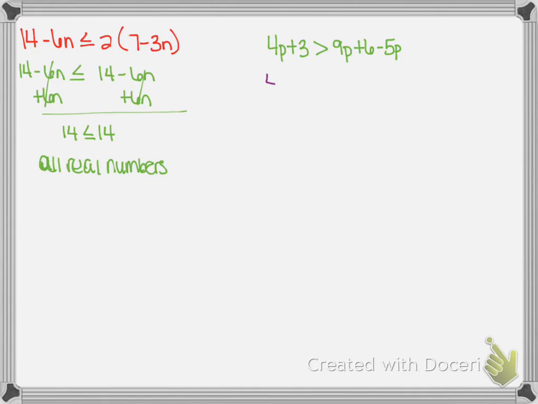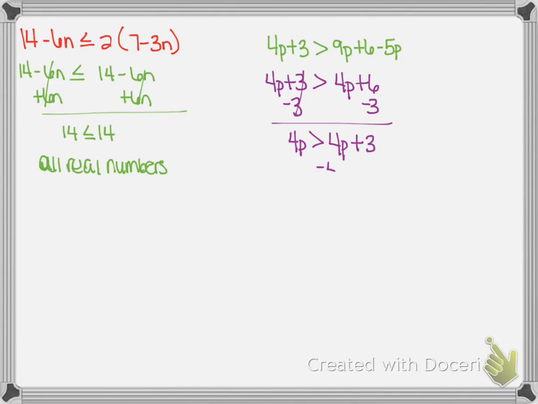I'm going to keep my 4p plus 3 is greater than, and I'm going to combine 9p and the negative 5p, which is 4p plus 6. I can subtract 3 from both sides. If you were to go about this in a different order, that's okay. So I have 4p is greater than 4p plus 3. And then subtract 4p from both sides.